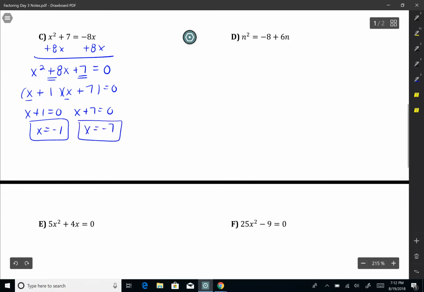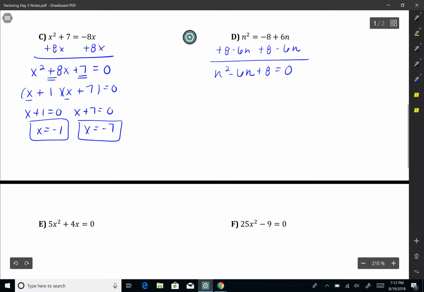All right, looking at D, n squared equals negative 8 plus 6n. Now, we need these all to be on one side and 0 on the other. And some of you might say, well, why don't we just subtract n squared? And I'd say, well, we could do that, but we don't ever like to factor with a negative squared term. So instead of doing that, I'm going to add 8 and subtract 6n on both sides. So that's going to give me n squared, and then I'm going to put the minus 6n in the middle, and then plus 8 equals 0.